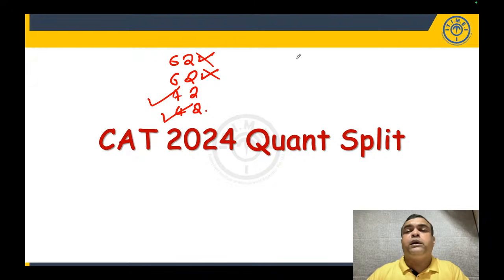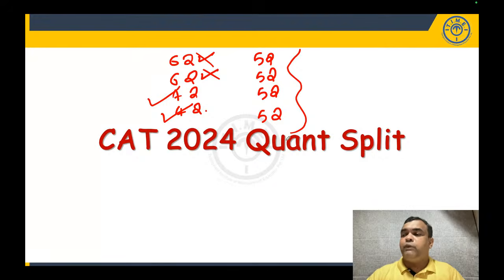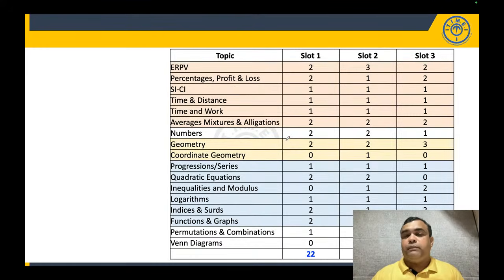That was the logic of the students, and that was to a certain extent true also. What did CAT do in the third year? CAT identified how students are identifying easy questions: 4-question sets are easy. Next year they kept the same number of questions, 20 questions, but made it 5 questions, 5 questions, 5 questions, 5 questions. Now identify which is the easier one. Now your strategies fail. I'll attempt the 4-mark question because they will be easy, but your strategies fail. Fine. So I'll just show you the Quant split.